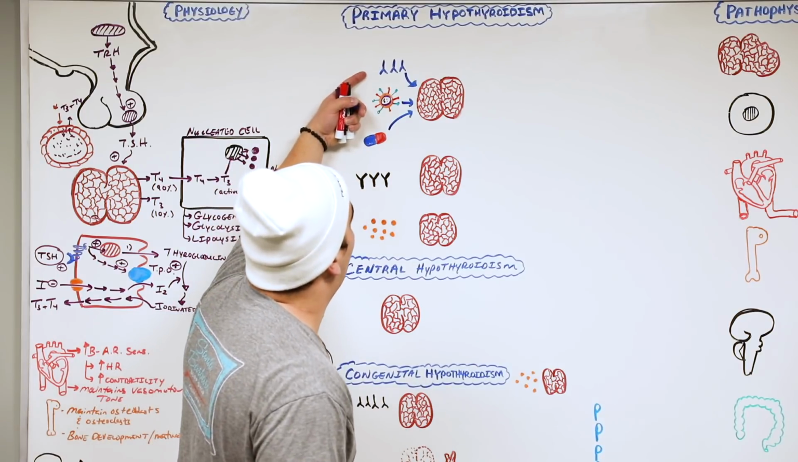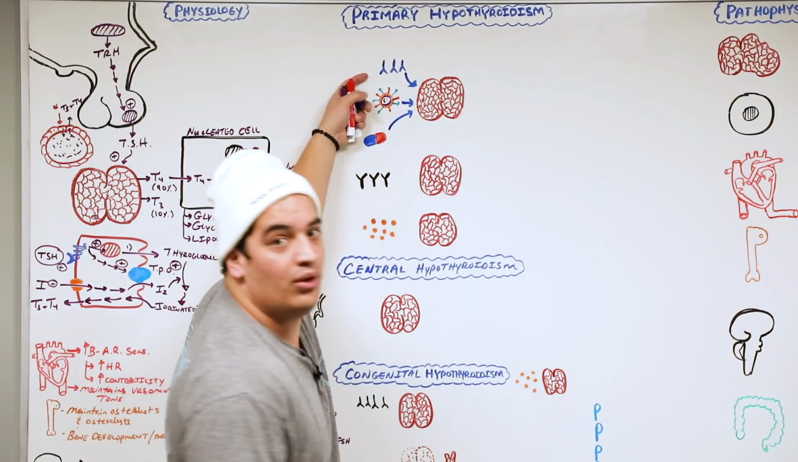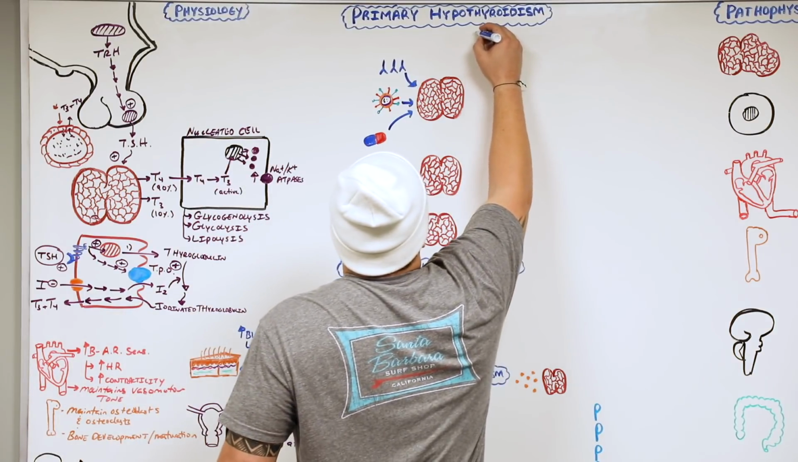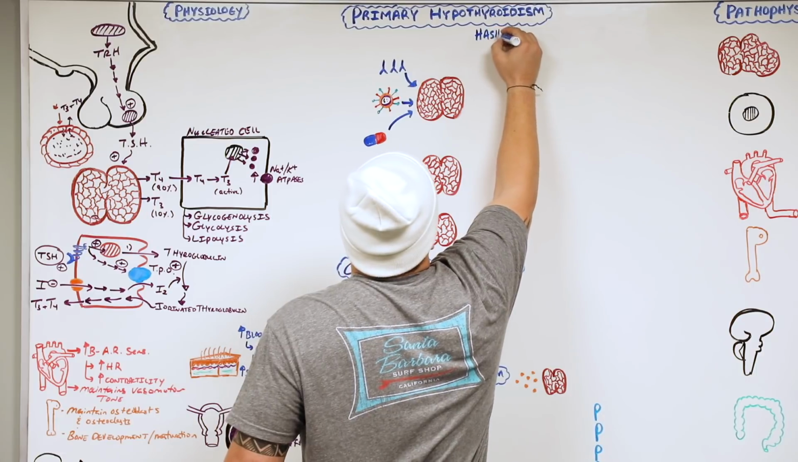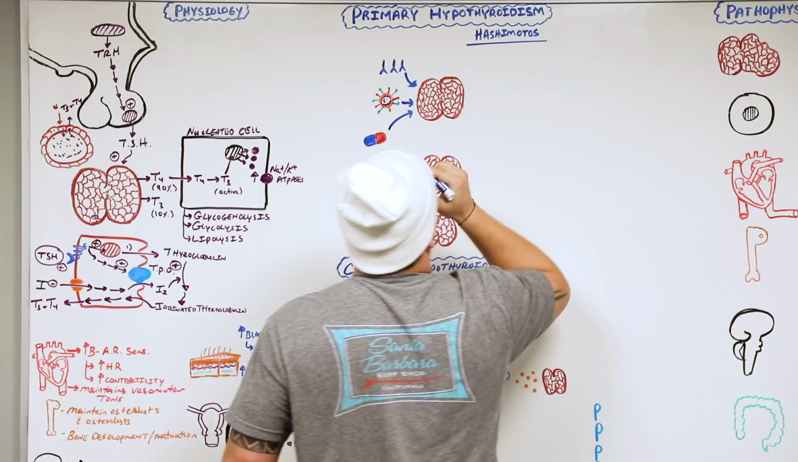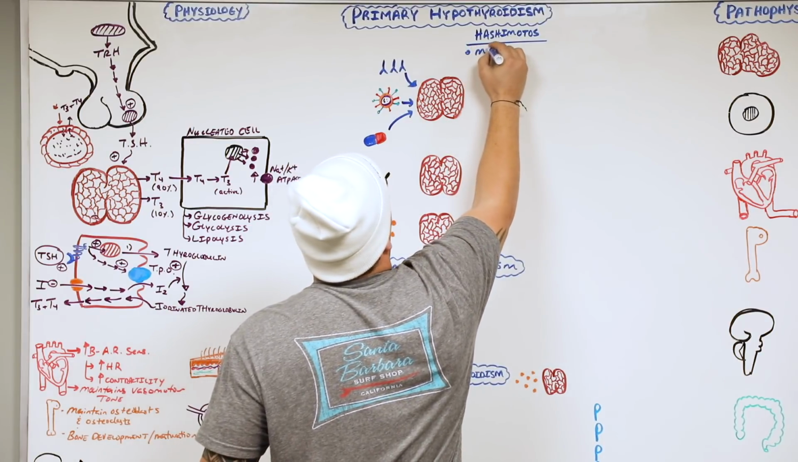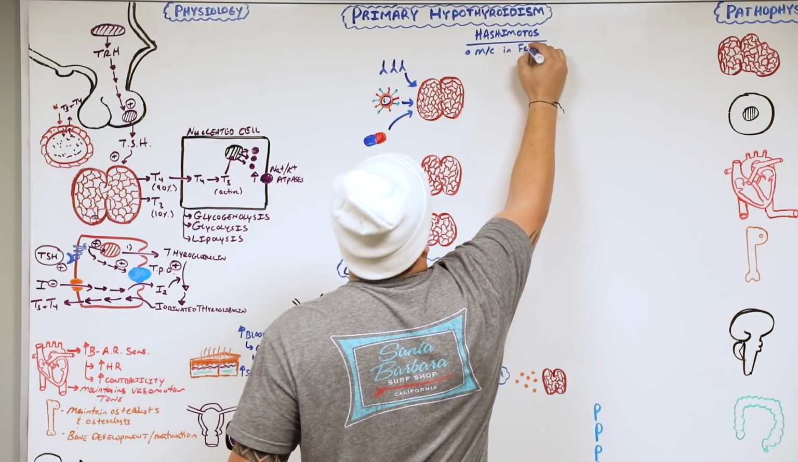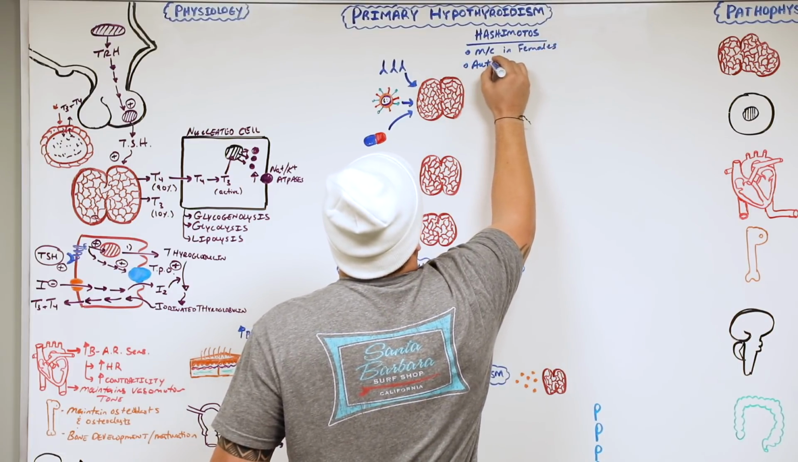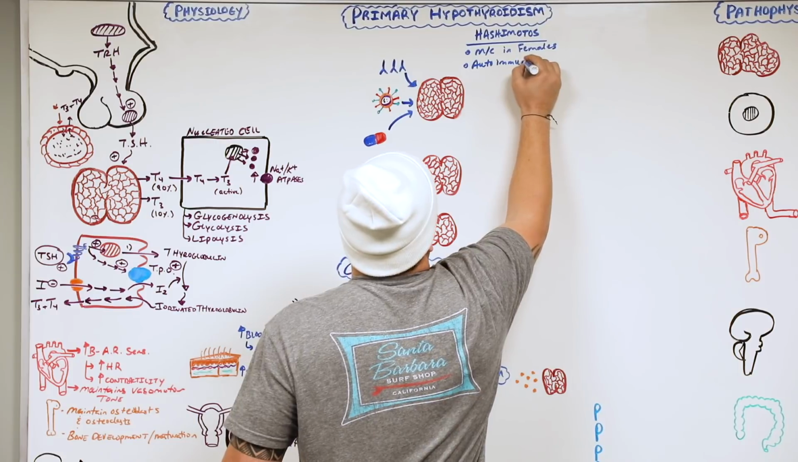Let's first talk about those diseases that are related to antibodies. The first one that I really need you guys to remember is called Hashimoto's thyroiditis. Now, Hashimoto's, first thing I need you to remember is that it is more common in females. Second thing I need you to remember is that it's an autoimmune disease.